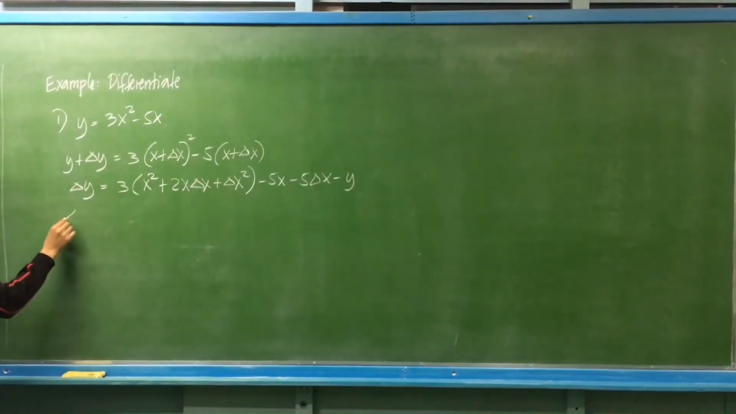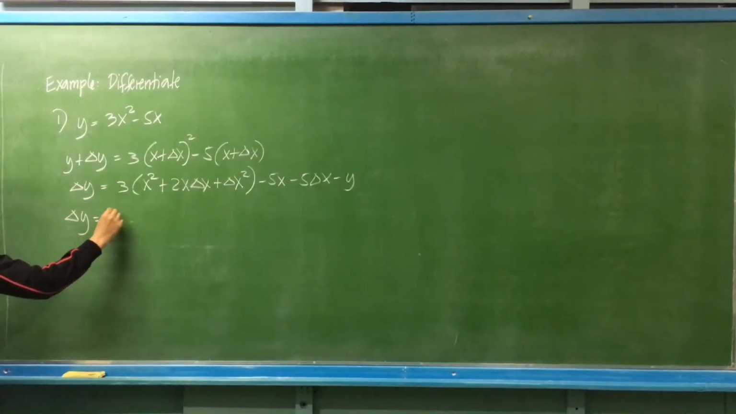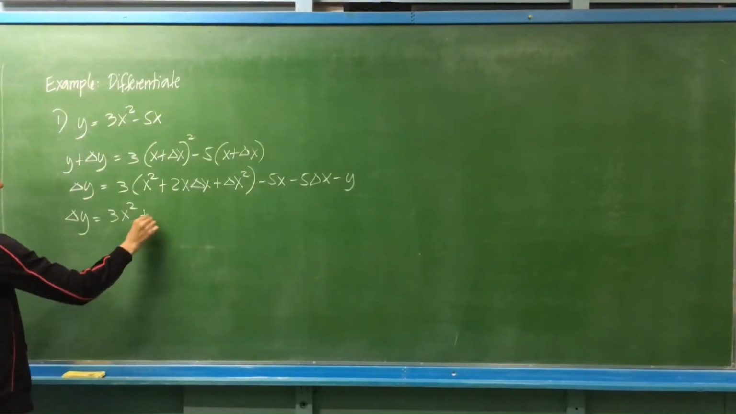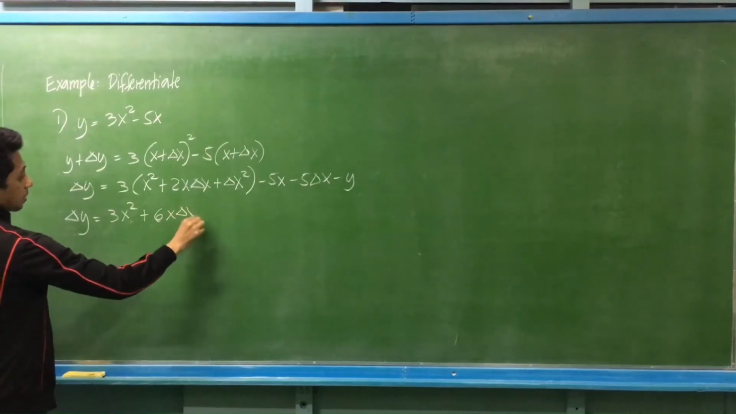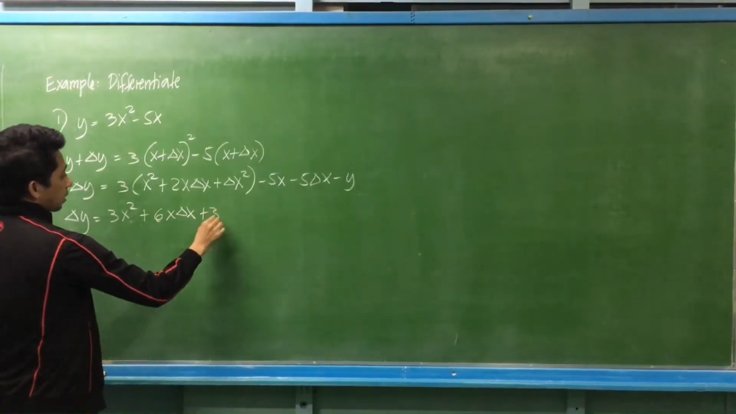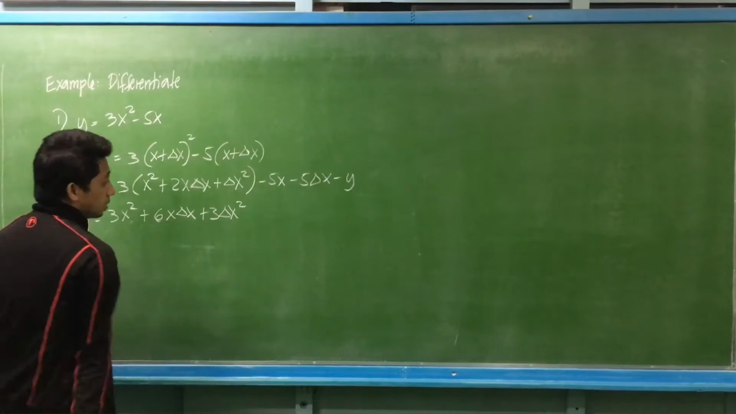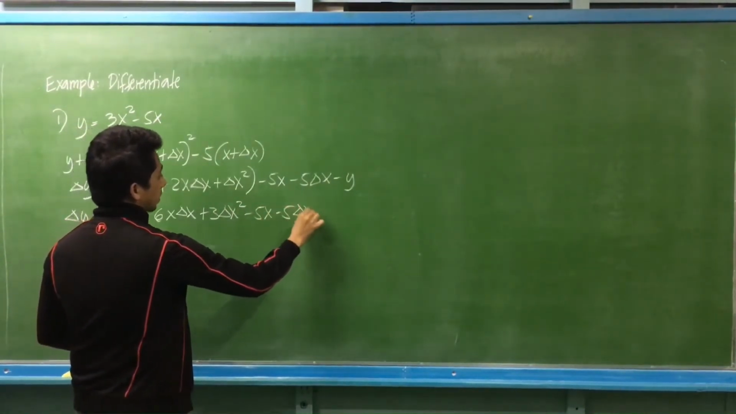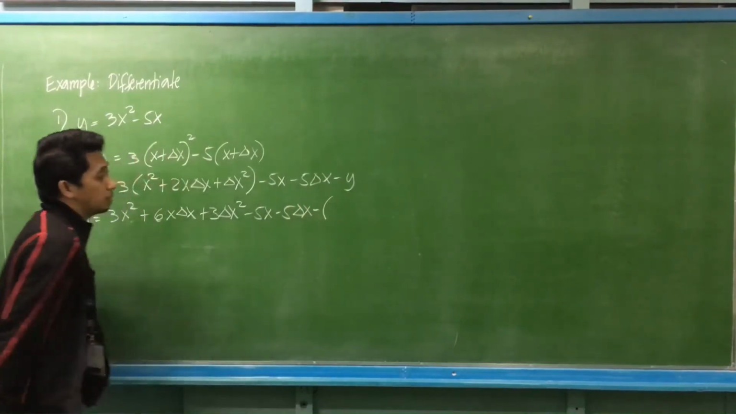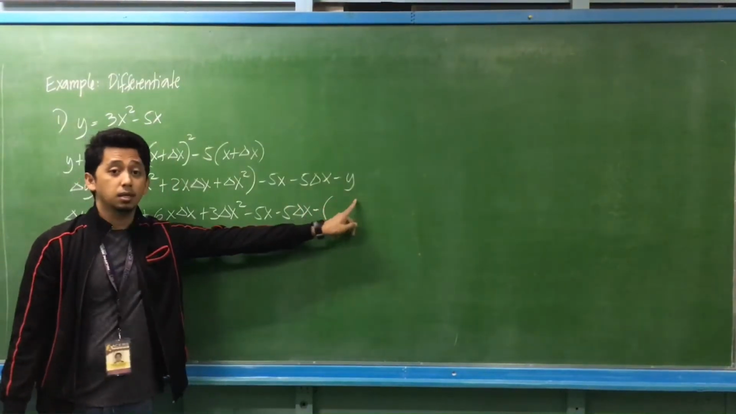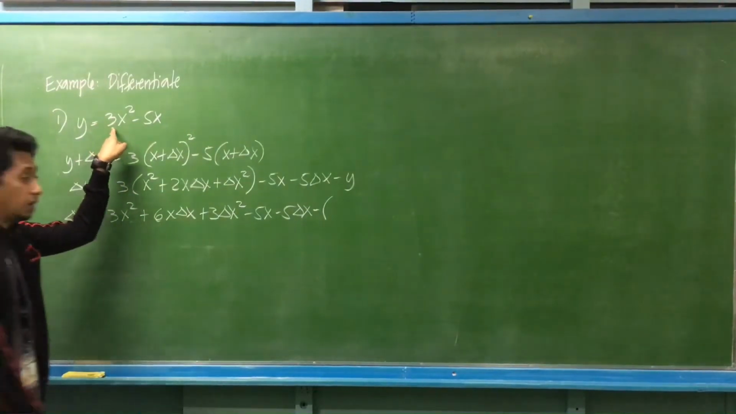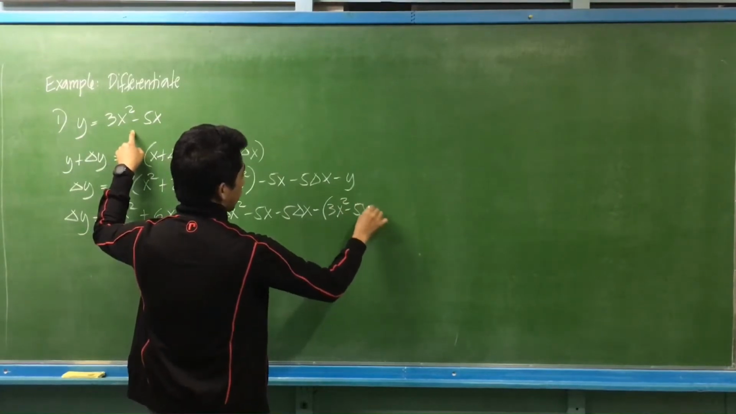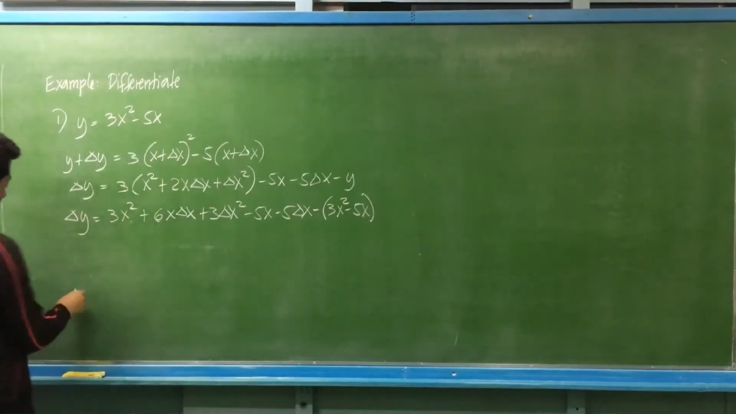So we have, this is now delta y is now equal to, we have 3x squared, then plus 6x delta x plus 3 delta x squared, then minus 5x minus 5 delta x minus, what is the initial equivalent of y? The initial equivalent of y is the initial function, that is, 3x squared minus 5x. Okay, so we further simplify.